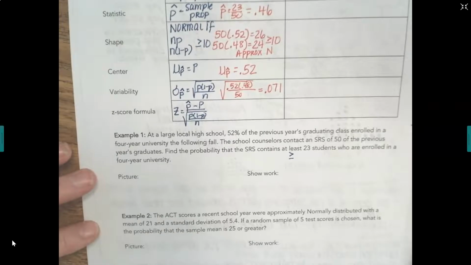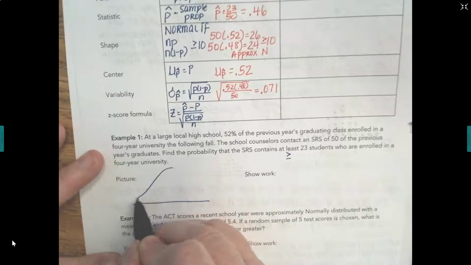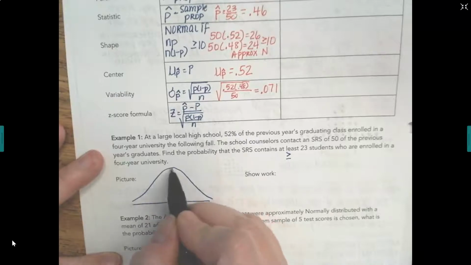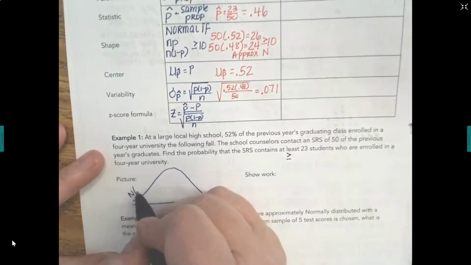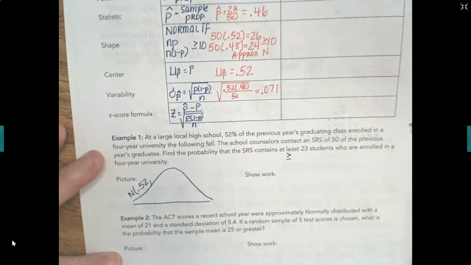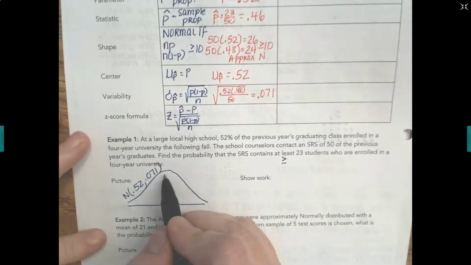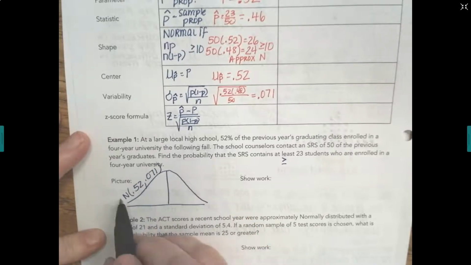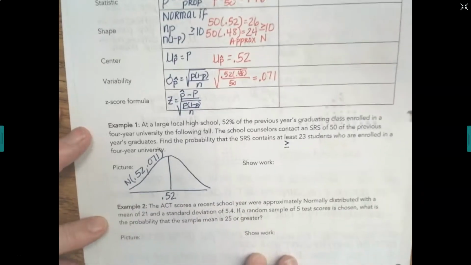For our picture, we already determined it's normal, so I'm going to draw a normal curve. The way we show it's a normal curve is we say N for normal, and it has a mean of 0.52 and a standard deviation of 0.071. This will give us full credit, indicating it's a normal distribution and that we defined our parameters of mean and standard deviation. So 0.52 will go in the middle.